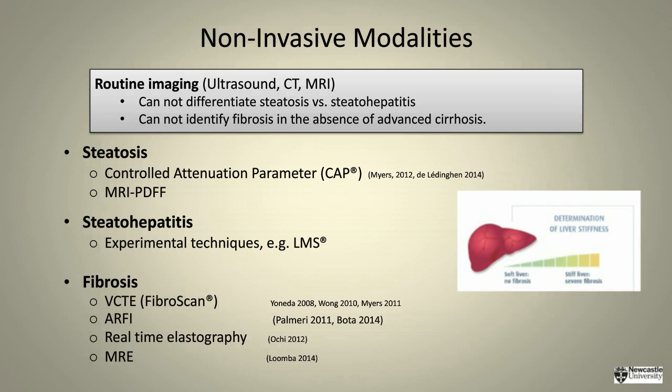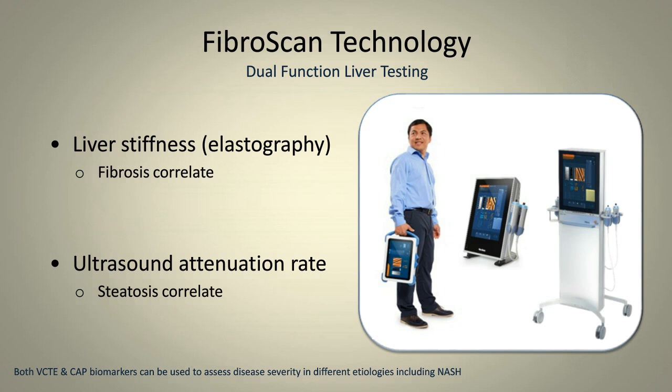And then fibrosis, we actually have several different technologies. Of course, FibroScan, or vibration-controlled transient elastography, RTE, real-time elastography, or what we call 2D shear wave, and then MR elastography. So let's focus on FibroScan. This measures both liver stiffness, which correlates with fibrosis, but also to some degree with inflammation, and then ultrasound attenuation rate, which is the CAP, which correlates to steatosis.